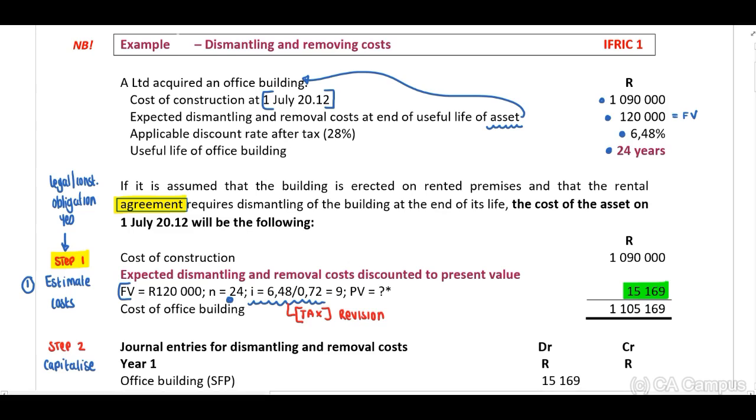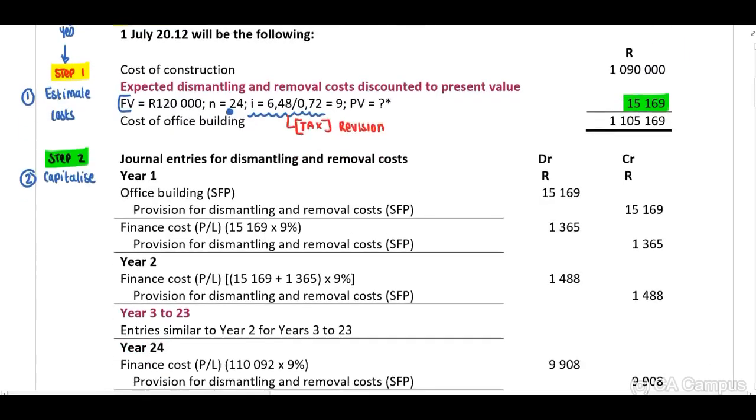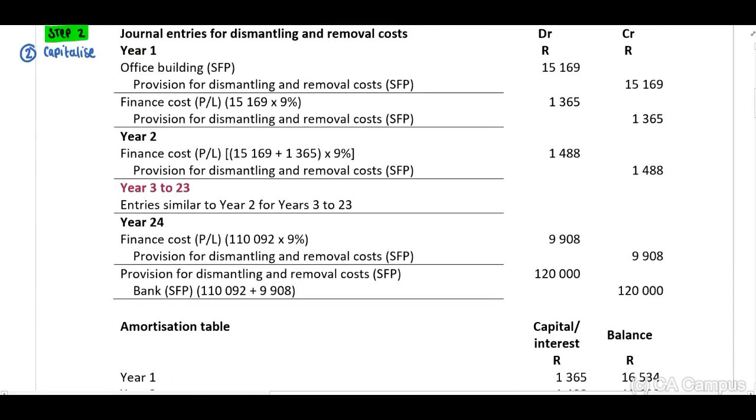And this will be our step 2. We will capitalize that amount against our asset. Therefore, our journal entry will be to debit our office building with 15,169 and credit our provision account.